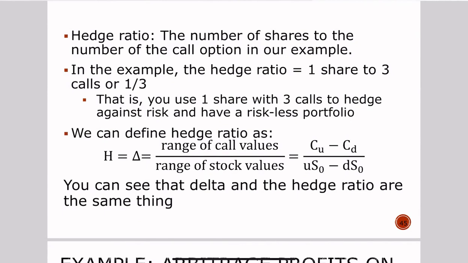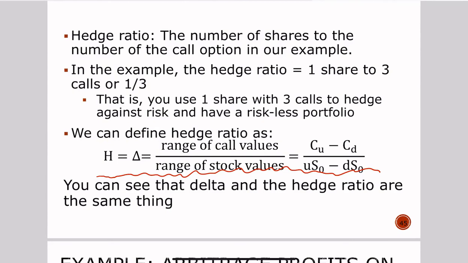We could also learn that the hedge ratio equals delta, and delta is defined by the change in call values divided by the change in stock values. This is a pretty important formula because it gives you the value of the hedge ratio, and in the near future you will see that the hedge ratio is a very important number in determining how you should hedge your portfolio.